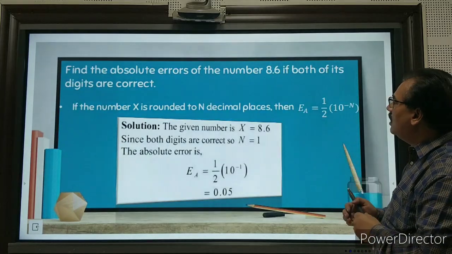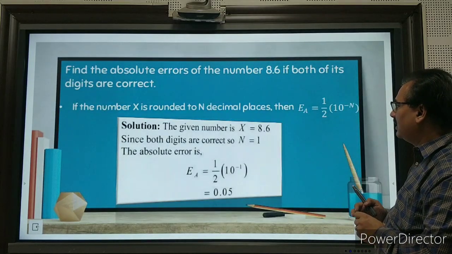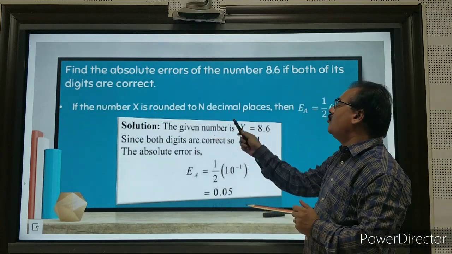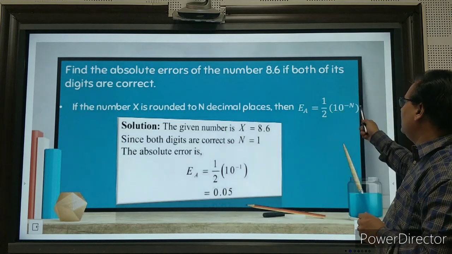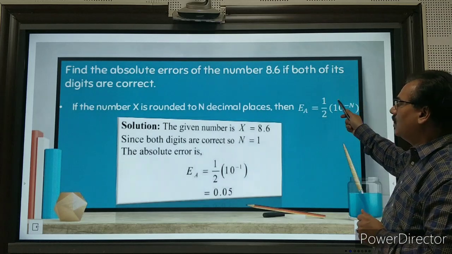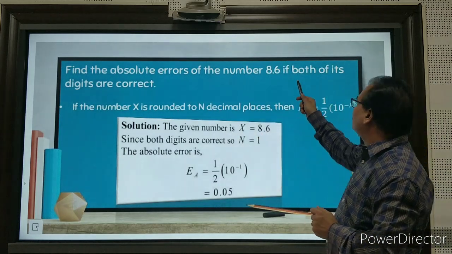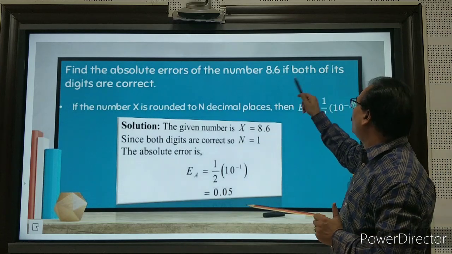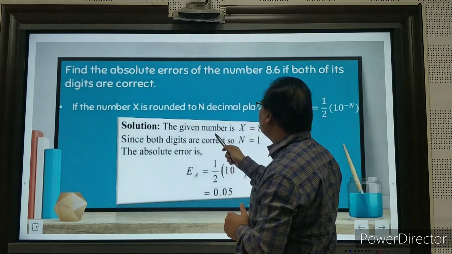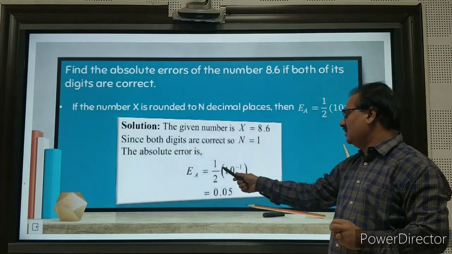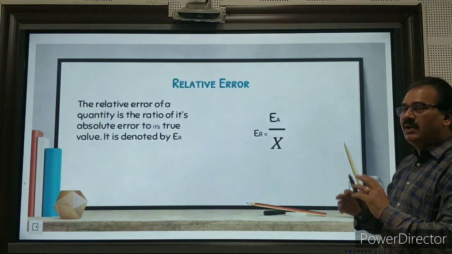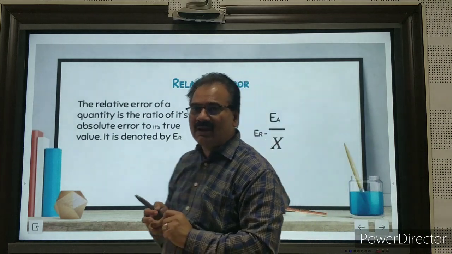Now similarly we can find the error in another kind of problem. If the number capital X is rounded to capital N decimal places, then EA may be written in this form: 1 by 2 into 10 raised to the power minus N. The given number here is 8.6, and if both of its digits are correct, then capital X is 8.6, capital N is 1, and EA you can calculate, that is 0.05. In this way we can calculate the absolute error.